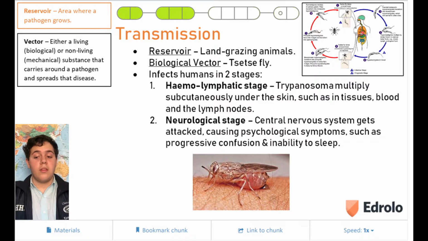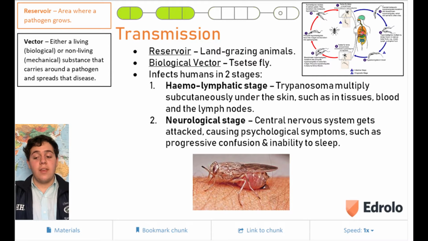Now, transmission. The disease grows in areas known as a reservoir. For trypanosoma, reservoirs are usually cattle and other land-grazing mammals. Then a vector, which for trypanosoma is a tsetse fly, gets infected from sucking the blood from these cattle and is now a carrier. Once a human is bitten by this tsetse fly, they become infected, and their sickness spreads in the body through 2 stages.